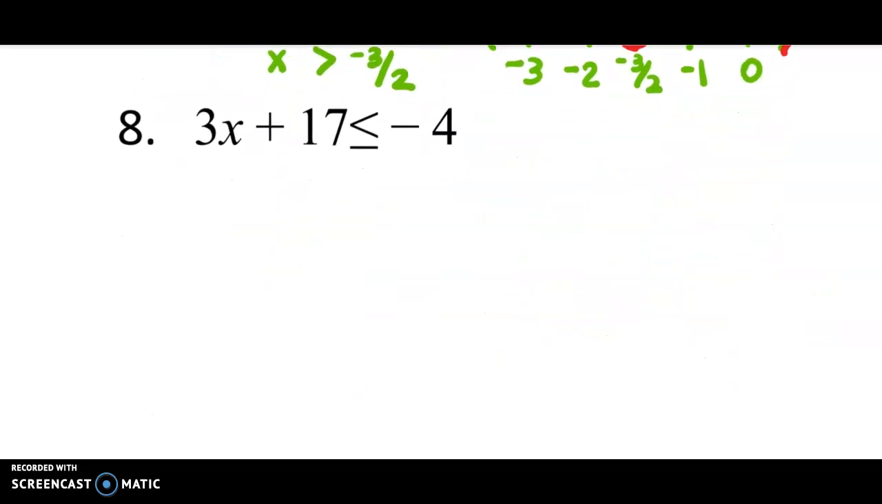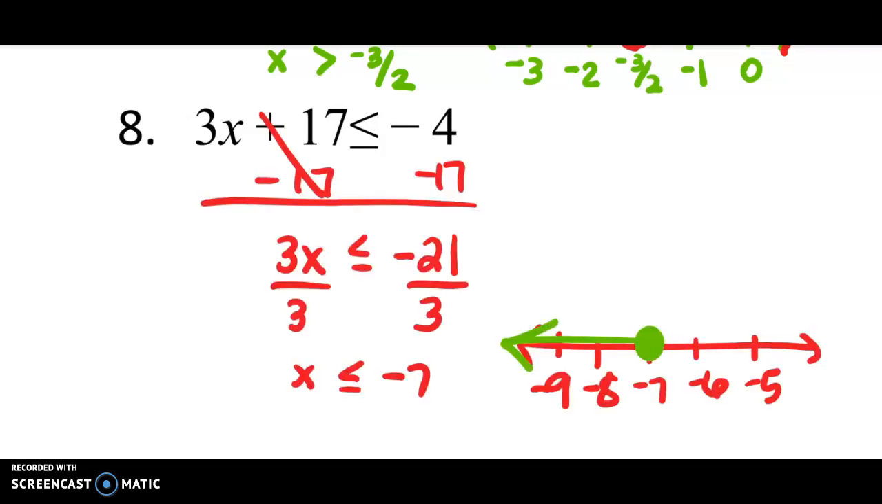You guys try number 8. When you solve number 8, you should have minused the 17 from both sides, then divided by 3 to get x is less than or equal to negative 7. Graphing that, you would have a closed circle at negative 7, and then you would shade down towards the left-hand side, towards the numbers that are smaller than negative 7.